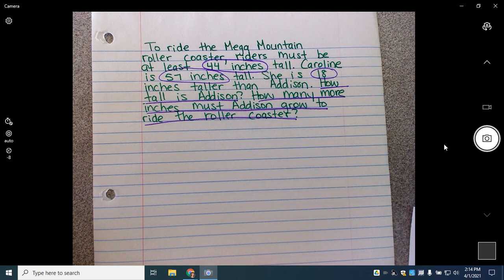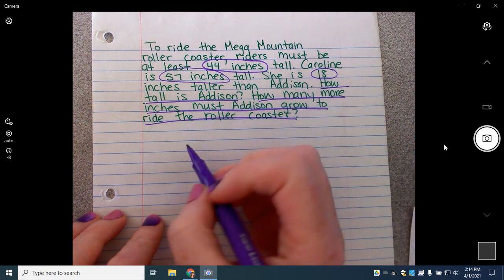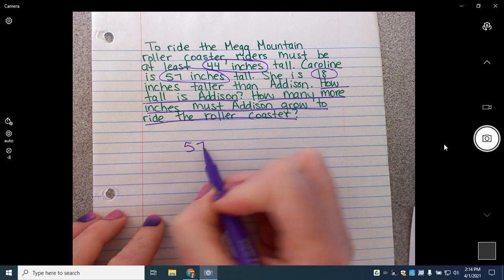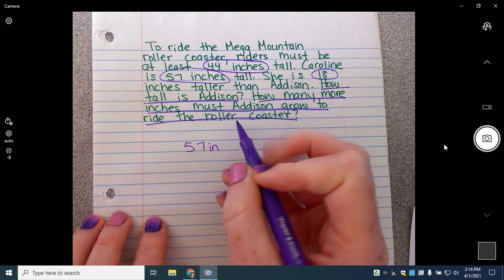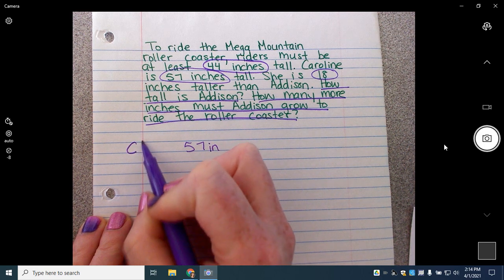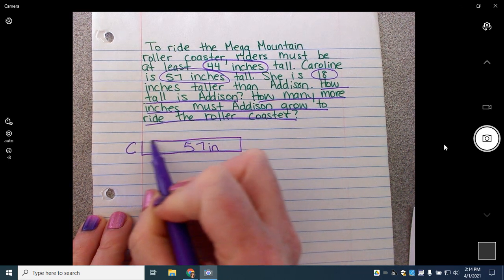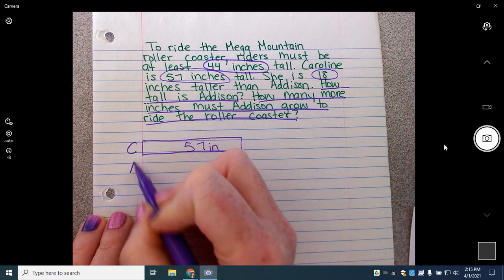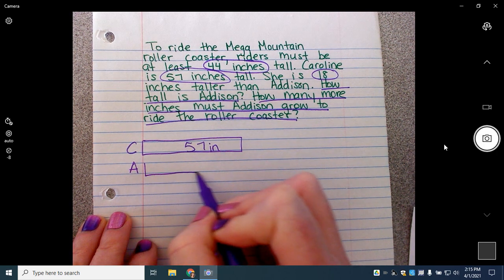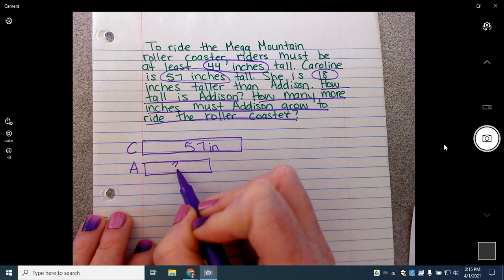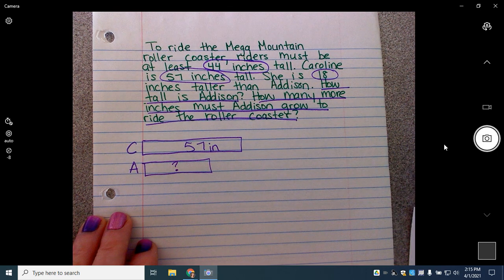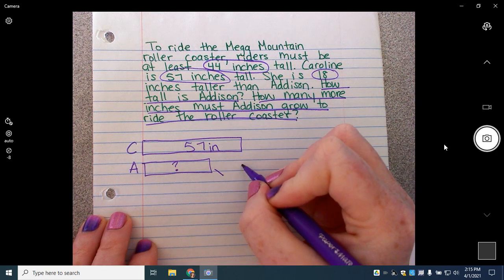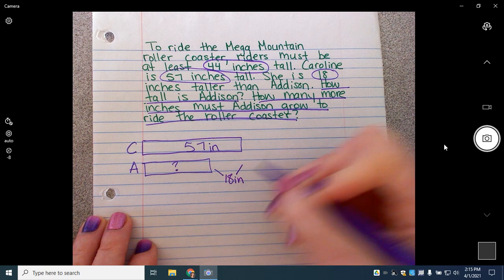First, we're going to draw a picture. We know that she has to be 44 inches to ride the roller coaster. So we do know how tall Caroline is. Caroline is 57 inches. Put C for Caroline. She's 57 inches tall. That's what we do know. We need to find out how tall Addison is.